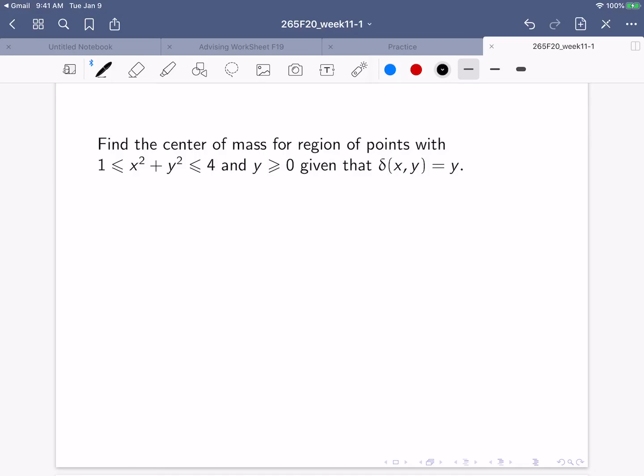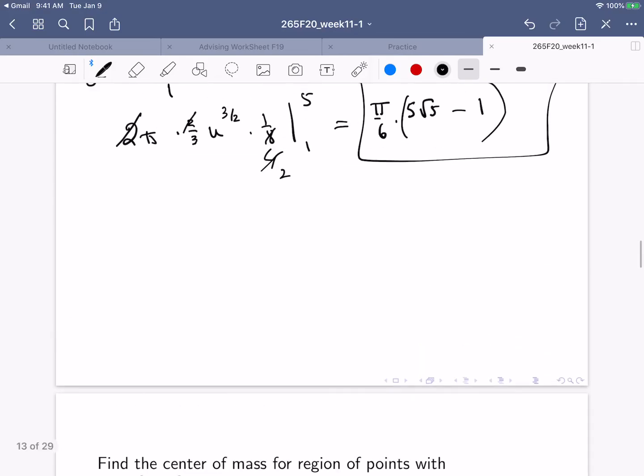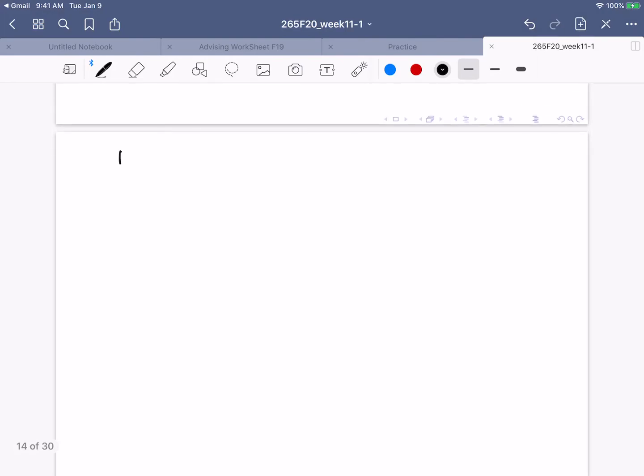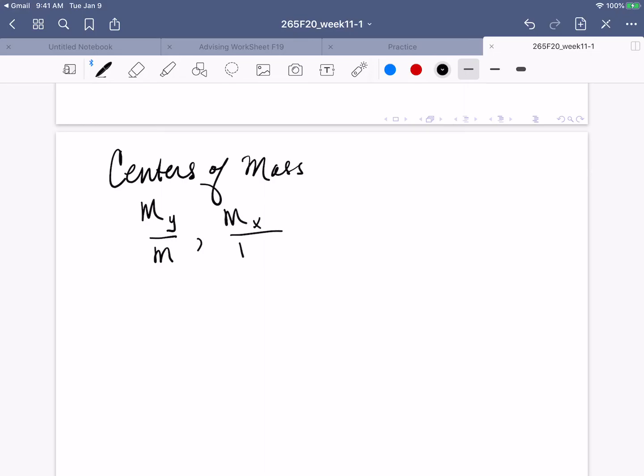Center of mass is one of those topics. Recall, let me back up a second here. To find a center of mass, we take the moment about the y-axis divided by the mass, and the moment about the x-axis divided by the mass. That's if we're in a two-dimensional space.